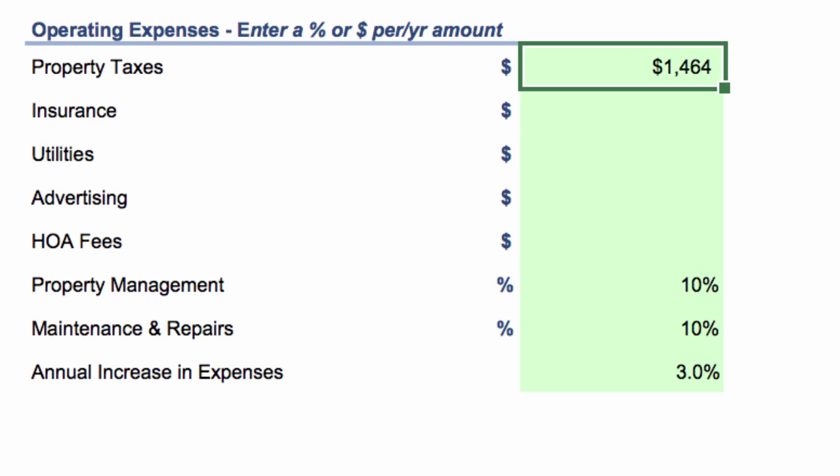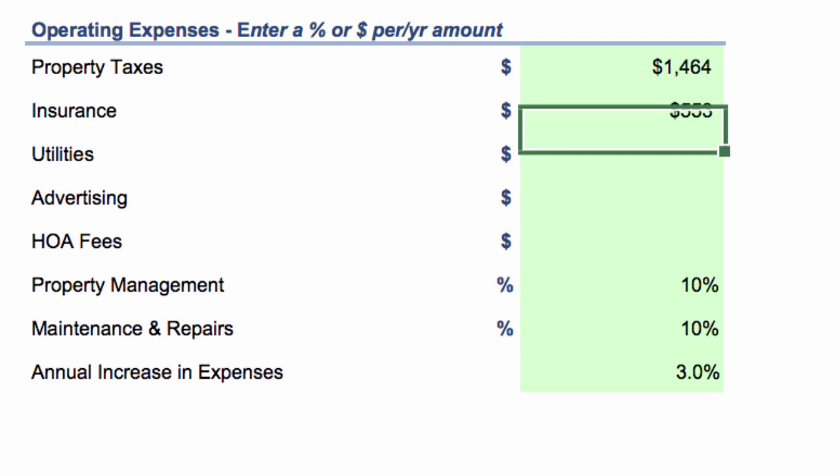If you have any inclination as to which direction it's going to go, it's not a bad idea just to round it up or down based on what you think could happen. So moving on to insurance, I was able to get this number pretty quickly just by talking to my insurance agent, but I was also able to see this number in the seller's tax return as well. So in this case, $553 was the number I came up with, so we'll put that in there.